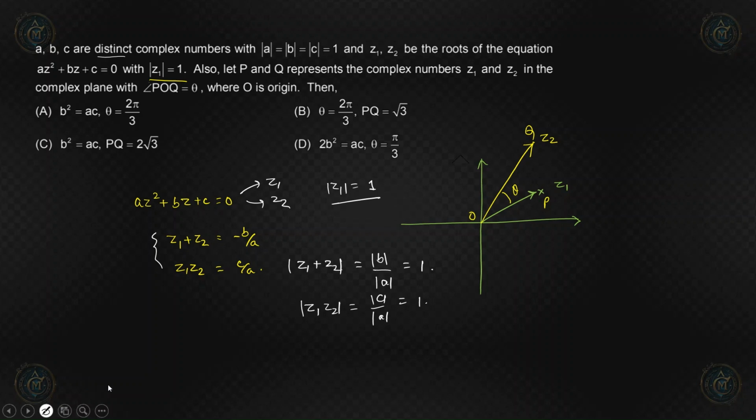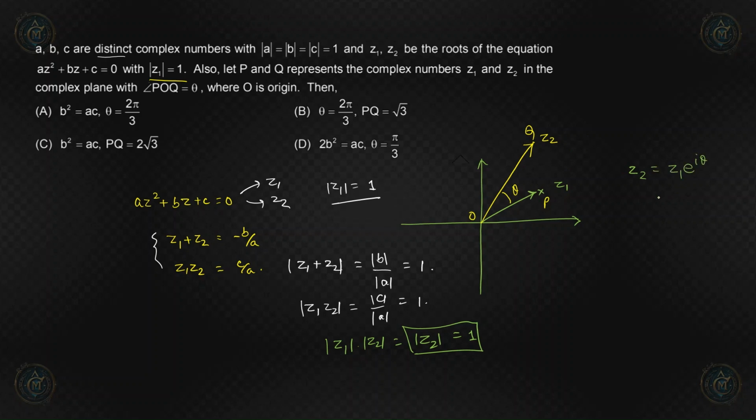Now mod of z1 z2 we can write as mod of z1 times mod of z2. So this will be nothing but mod of z1 times mod of z2, which is again equal to mod of z2. Why? Because mod of z1 is equal to 1, so mod of z2 will be equal to 1. That means the lengths of these two vectors according to the given information are equal. In a general case, they may or may not be equal, but in this case the lengths of these two vectors are equal. So we have z2 equal to, let's say, z1 e to the power iota theta.